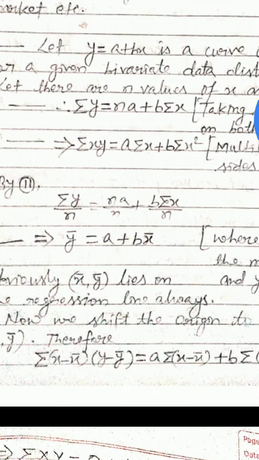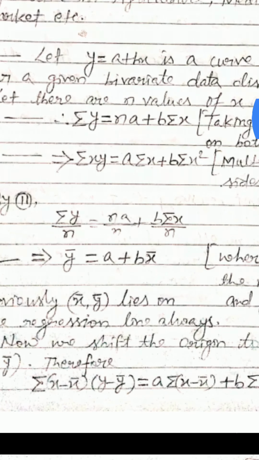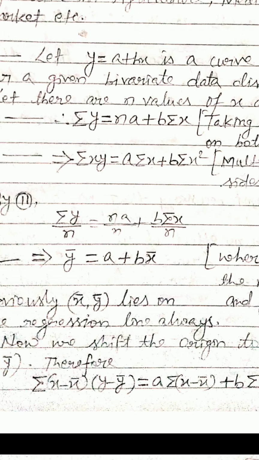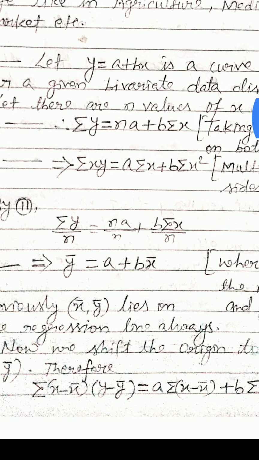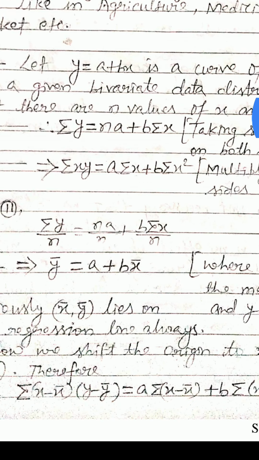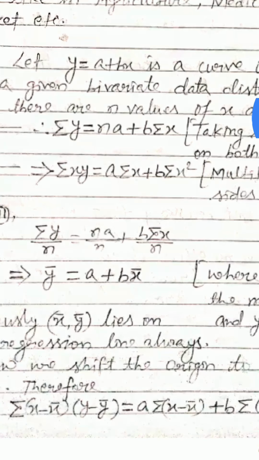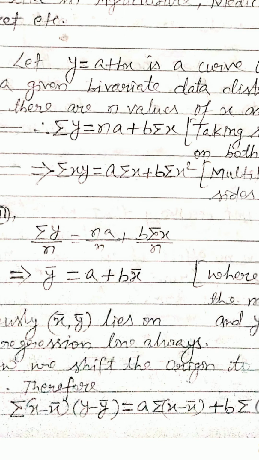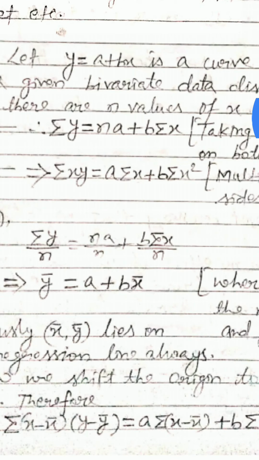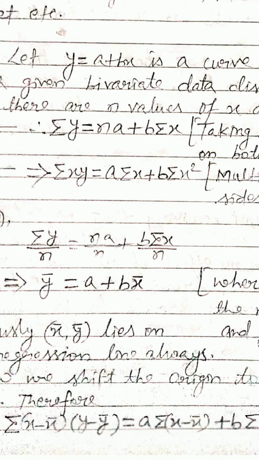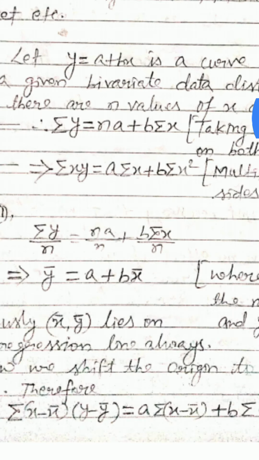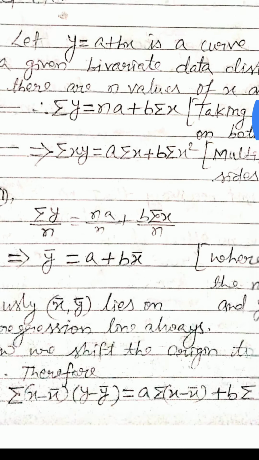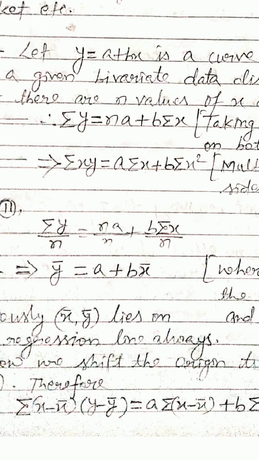Then if we multiply both sides by x, we get the summation of xy equal to a into summation of x plus b into summation of x square. Why is na changed to a into summation of x? Because na means, written separately, a plus a plus a, n times. Then we multiply each a by x, so we get a into summation of x.